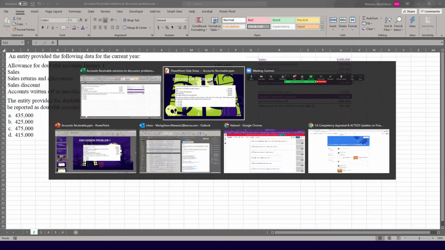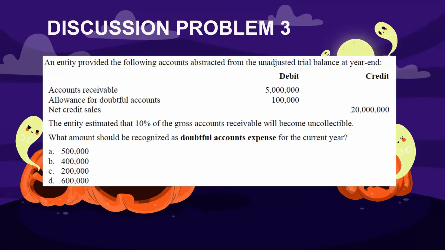Okay, so moving on to problem number 3. What amount should be recognized as doubtful account expense for the current year? So, pag ganito class yung type of problem, napansin mo, you're given a debit and credit, no? So, you're given an adjusted trial balance, no? So, the most effective approach to attack this type of problem would be the use of the accounts. So let me read the problem.